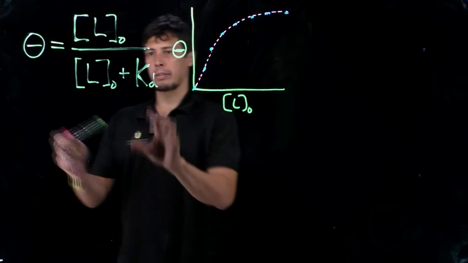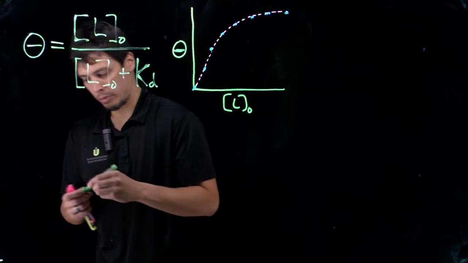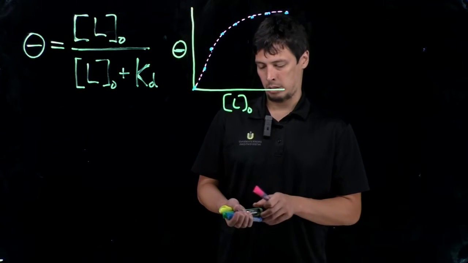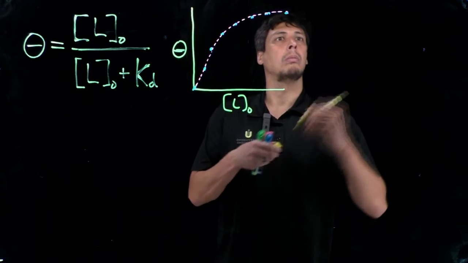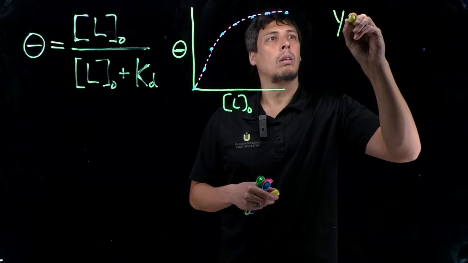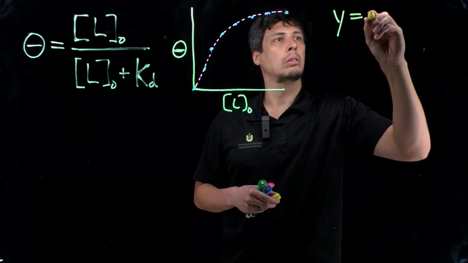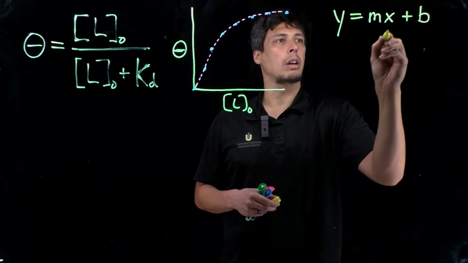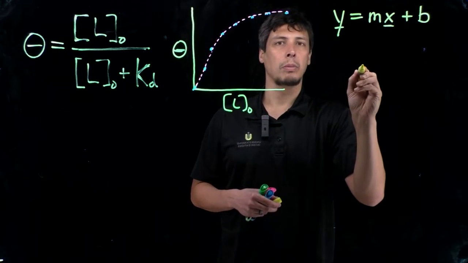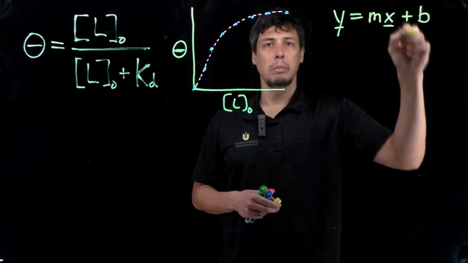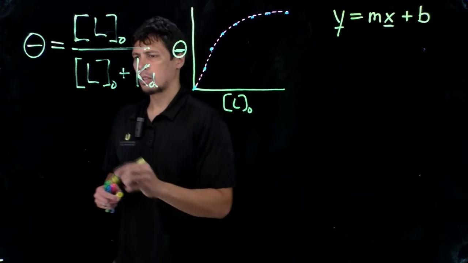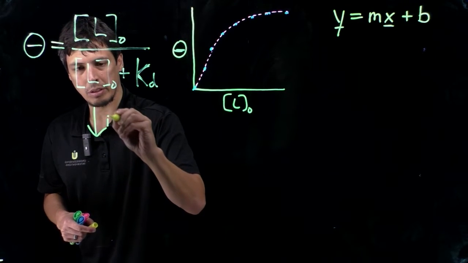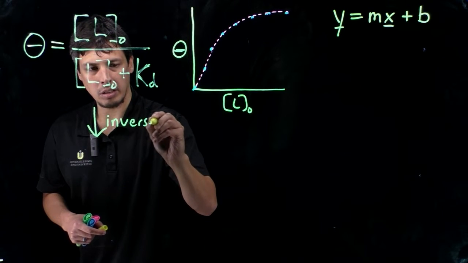And so one way of doing that for this equation, and just to emphasize what we want, is we want something with the form where we have a y, which is measurable, mx plus b, so that's the linear form. So we have x and y, which are measurable, and we're going to extract m and b from the plot. So if we take the inverse, one way to do this for this is to take the inverse of both the left and the right side.